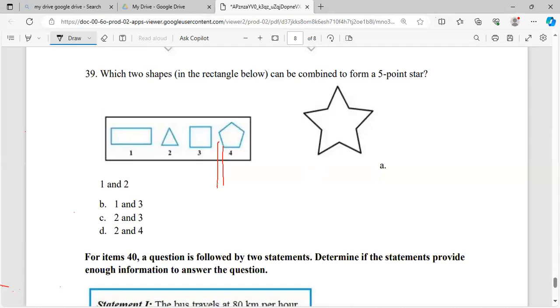All right, 39 says, which two shapes in the rectangle below can be combined to form a 5-star? So you're going to pick two shapes. Sir, 2 and 3. 2 and 4. How do you get 2 and 3? Because when... No, that's 4.